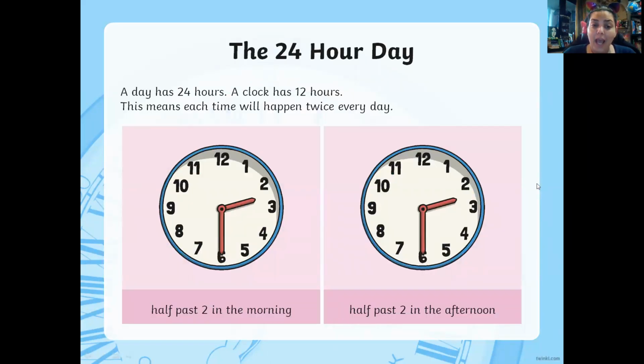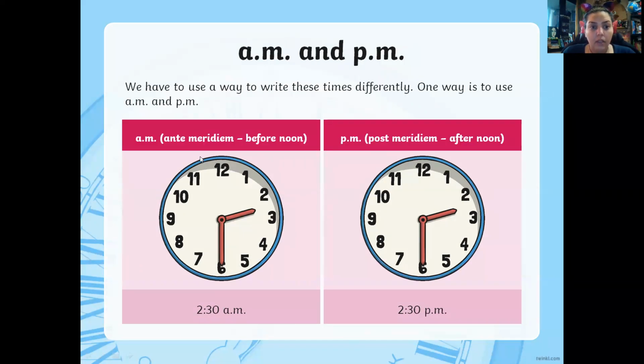So a day has 24 hours, we know that, but the clock shows only 12 hours. This means that each time will happen 2 times. In order for us to tell the time, the hour hand needs to go on the same time 2 times. For example, in this one here, we can see that it says 2:30 in the morning, but also it can be 2:30 in the afternoon. So how can we tell that 100%? Well, we have to use a way to write these times differently, and this way is called AM and PM.